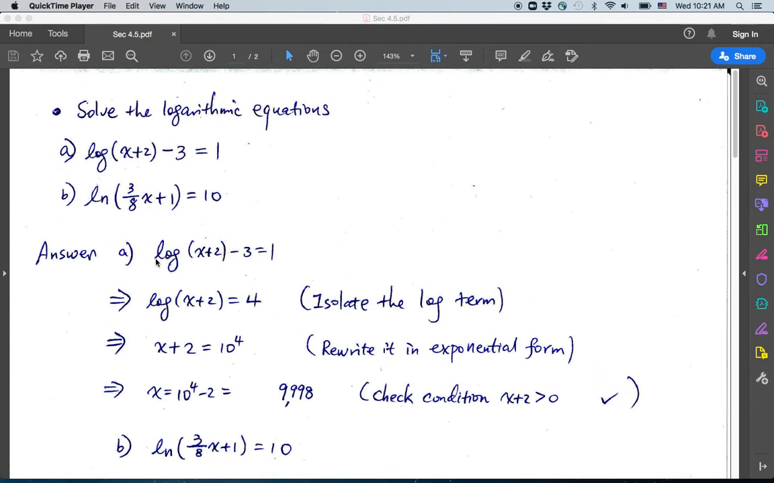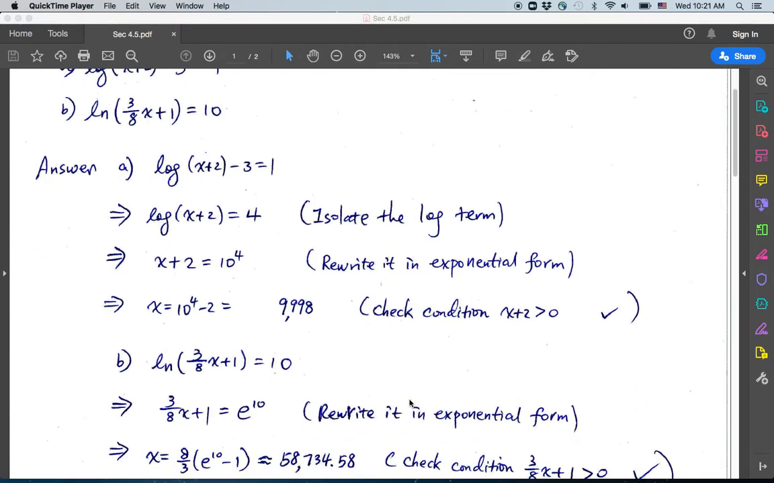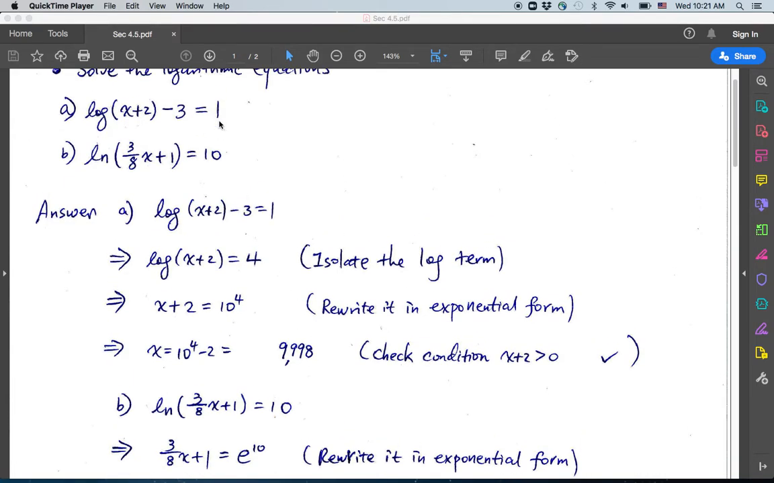the logarithmic form well defined or not. So we do have a condition which requires the argument of the logarithmic form to be positive. And that shouldn't be any problem for this case. So this number is the solution of our logarithmic equation.